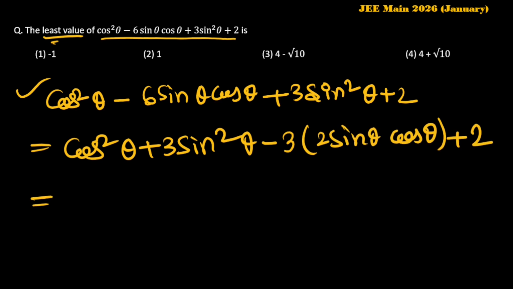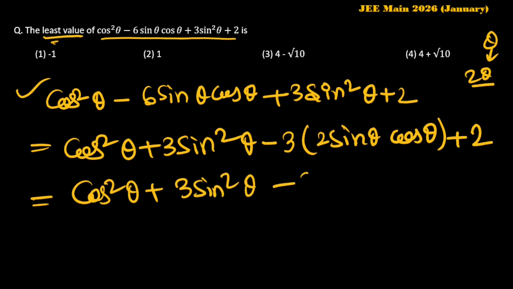So we want to write every term in terms of 2 theta. Here sin and cos are multiplied, and there cos and sin are individual, so we want to write them with the same theta. So we want to move to 2 theta. So write cos square theta plus 3 sin square theta minus 3, that is 2 sin theta cos theta, that means sin 2 theta, plus 2.